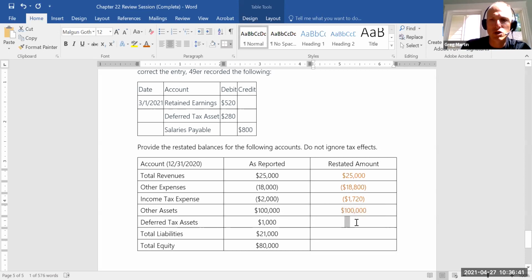I think this one should be pretty easy. I hope. What should we report as deferred tax assets? Yeah, we got there pretty fast. Yeah, hopefully that's fairly obvious. I mean, if you're debiting a DTA, it's increasing the DTA by 280. Good. How about total liabilities?